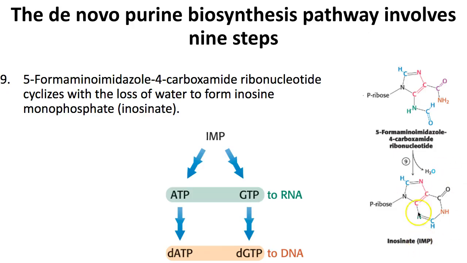And so this IMP is used to end up making ATP or GTP for RNA, and then ATP can be made in different steps to end up making the deoxy version of ATP, and the same thing for GTP. So how do we get from IMP to ATP or GTP?